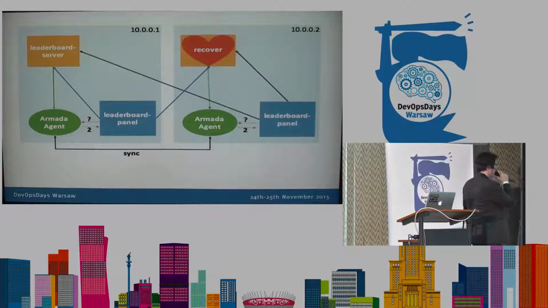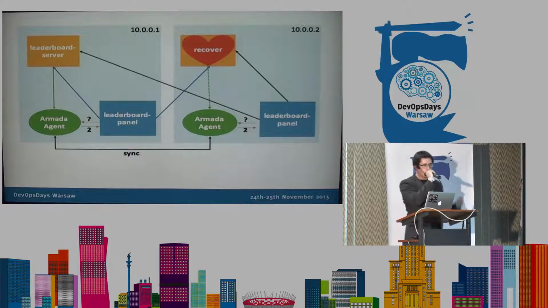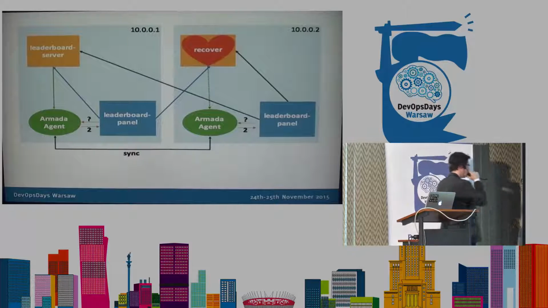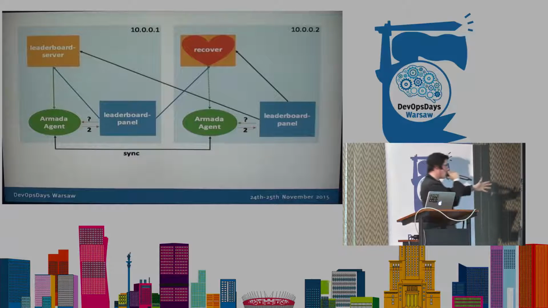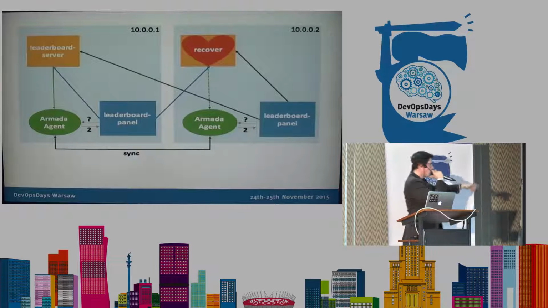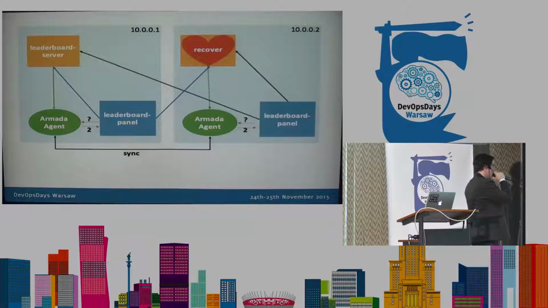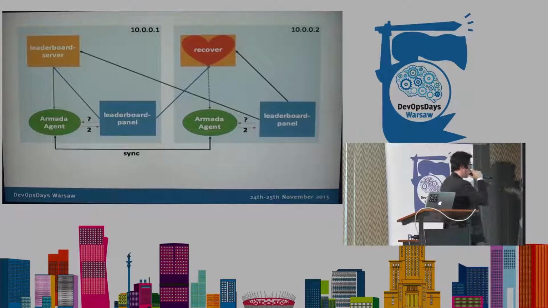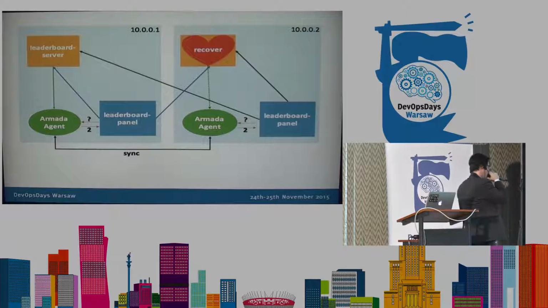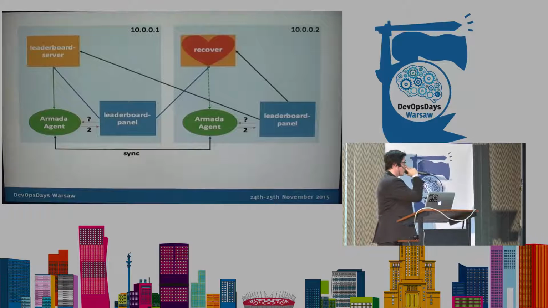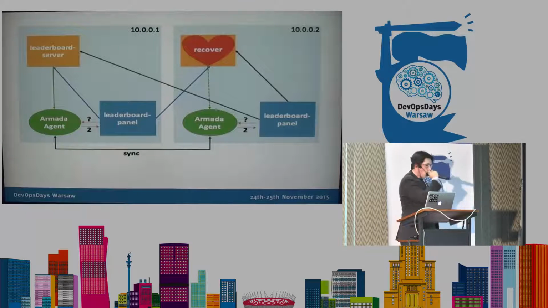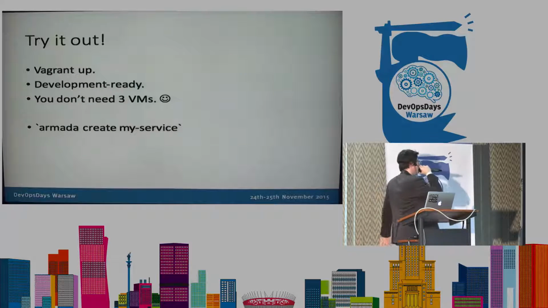As I said, Armada agents are basically console agents. So even if the recovered service informs only one of the agents, they synchronize data between them, so it doesn't really matter on which host we run the panel, and we'll always get two addresses now that we have, again, two services. And that's pretty much it.